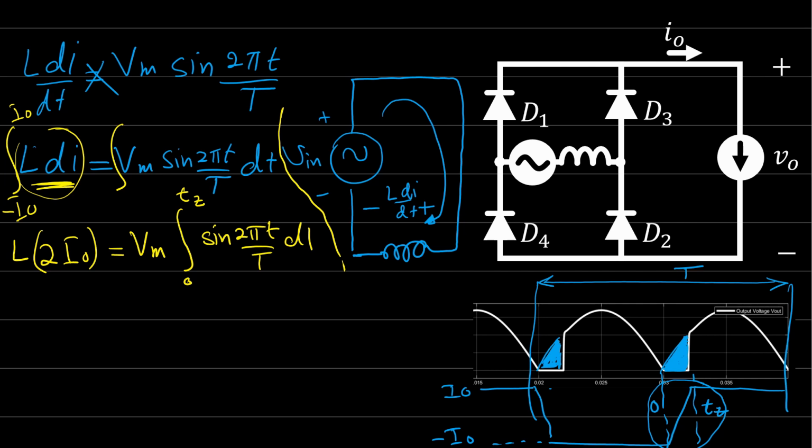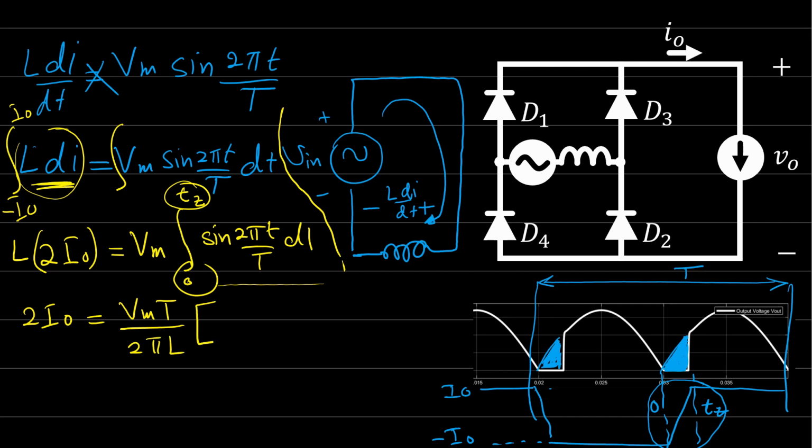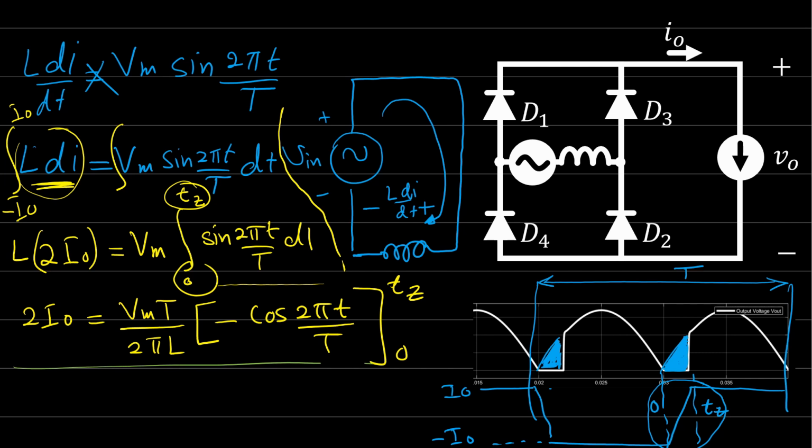Try to find the integration for this. The integration for sine is minus cosine, and substituting these values, you will easily find that 2 I out is equal to V maximum T over 2 pi L times minus cosine 2 pi t over T from 0 to Tz. With some simplification, you will find that 4 pi L times I out over V maximum times T is equal to 1 minus cosine 2 pi Tz over T, since cosine 0 is 1.